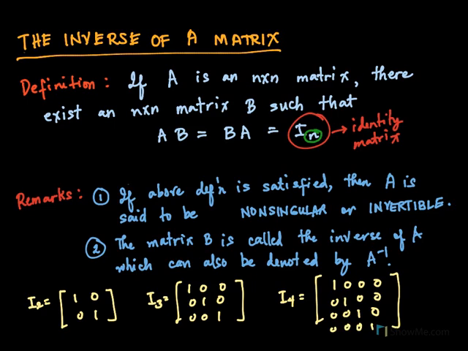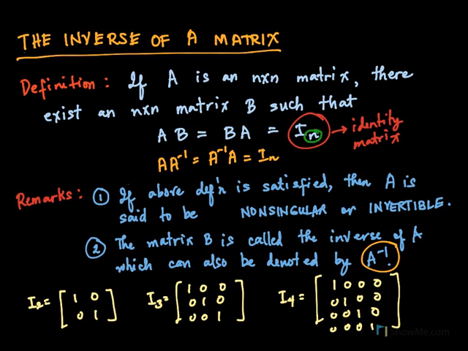Now yung inverse matrix natin, B, can also be denoted by the notation, no, by symbol A raised to negative 1. So this one denotes the inverse of a matrix A. So pwede rin nating isulat itong definition natin as A times A inverse is equal to A inverse times A is equal to I sub n.